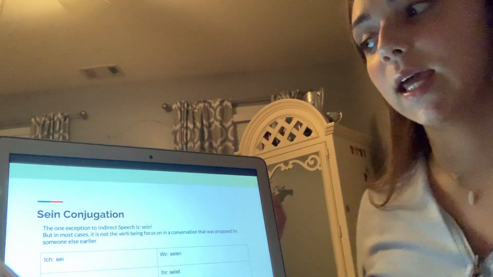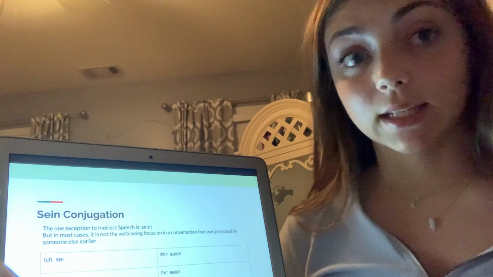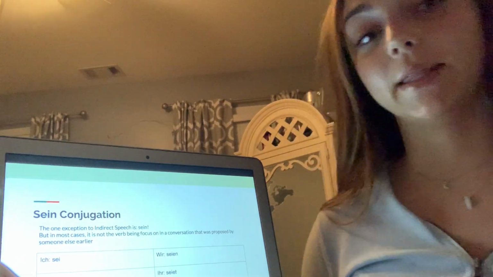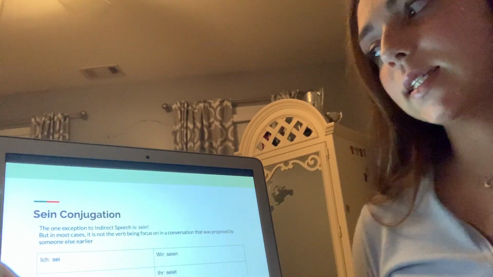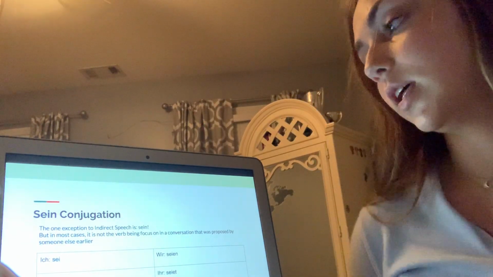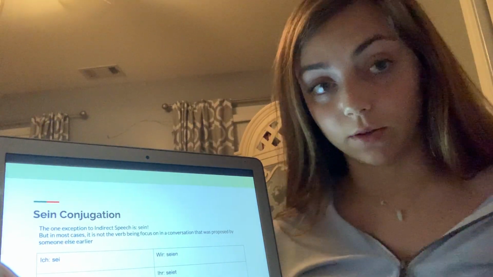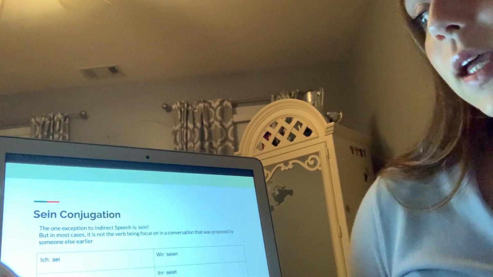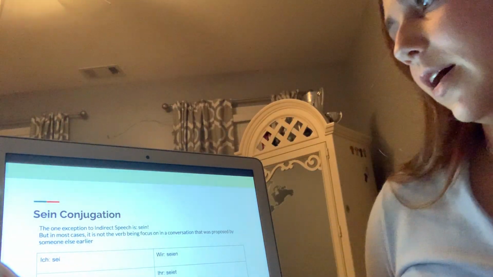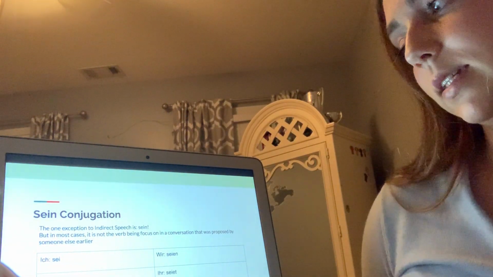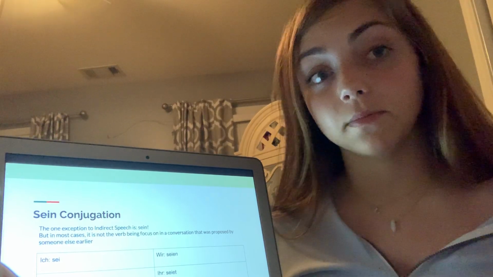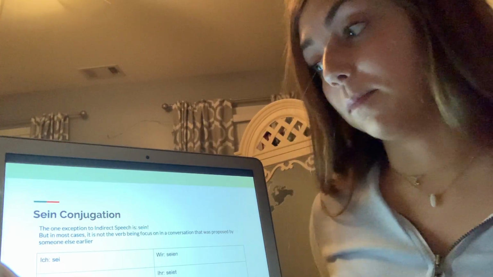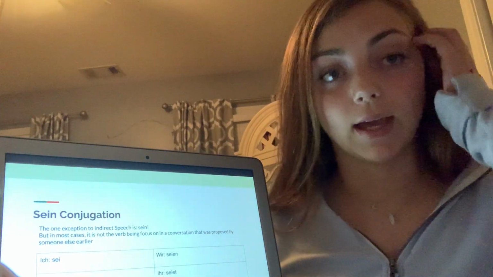So, sein conjugation. The one exception to indirect speech is sein. Most verbs are identical whether they're strong or weak, but this is the one exception. In most cases, it's not the verb being focused on in the earlier conversation that was proposed by someone else earlier, so this is why it's different. So ich is sei, du is seist, er, sie, es is sei, wir is seien, ihr is seiet, and sie is seien. So basically the same conjugation, but this time we're not using bin and so on, we're actually using sein as the conjugation.